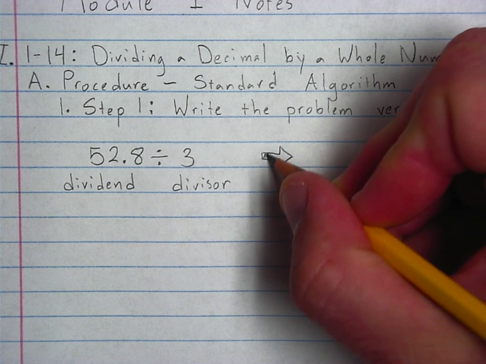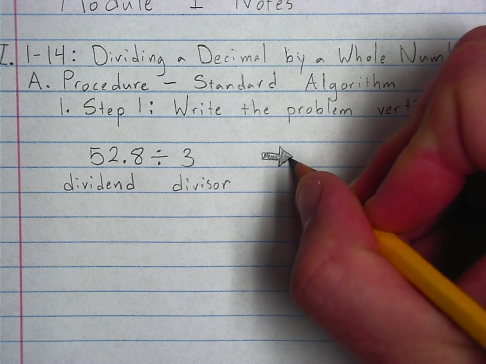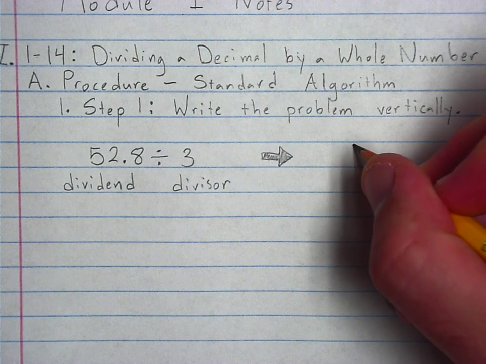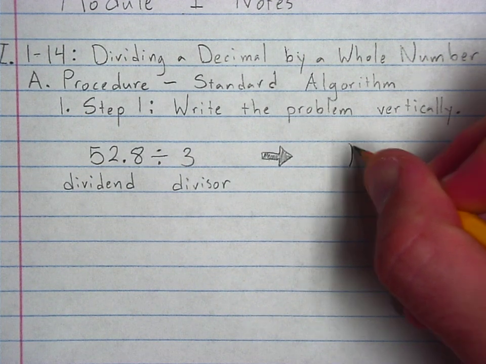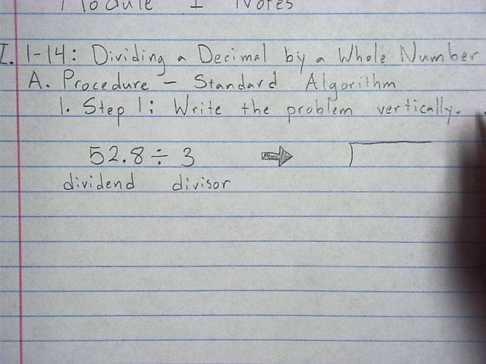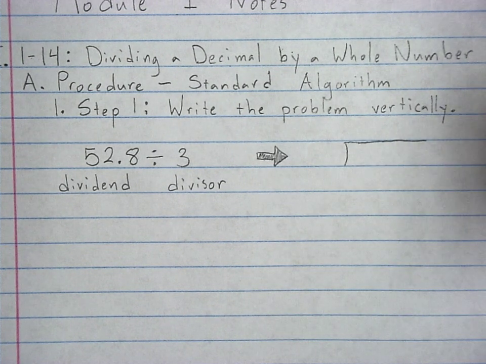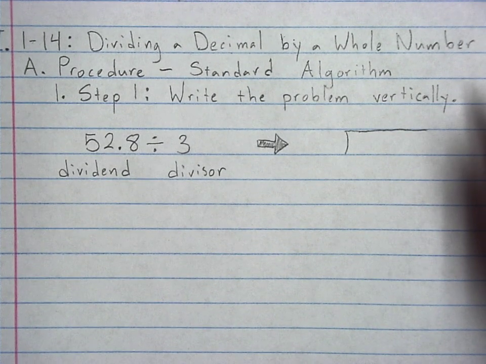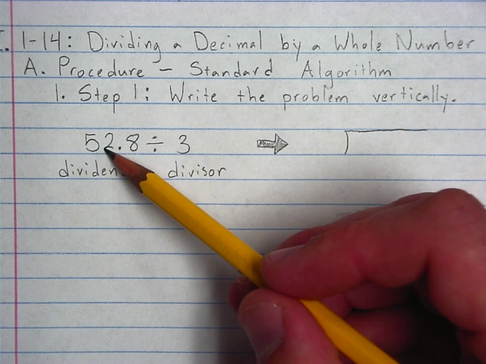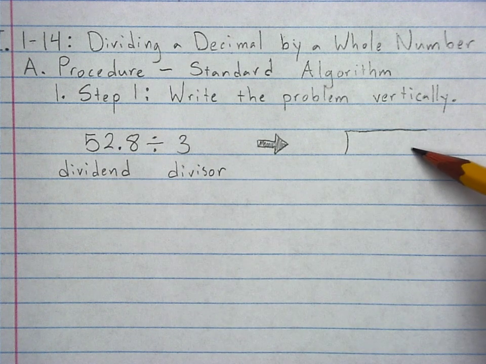And to write it vertically, we are going to draw our little, I always call it a division hut. I'm sure there is a technical mathematical term for it, but I don't know what it is. I've looked it up and I can't find it. So this symbol, which again I will refer to as the division hut, the dividend goes inside.